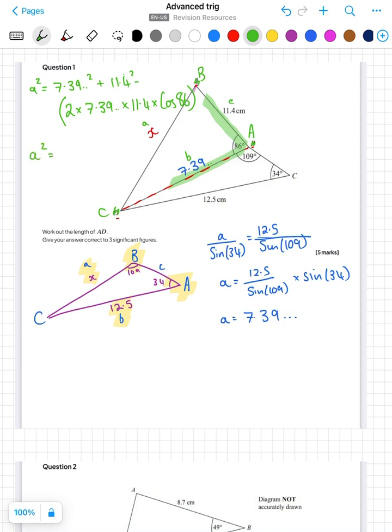So we're going to use the ANS button when we're putting in our 7.39. So that's 7.39 squared plus 11.4 squared minus bracket 2 times the ANS button to put in the 7.39 times 11.4 times cos of 86 and close your bracket. That should give you an A squared of 172.85, etc. But we just want A, so we square root that answer. We want it to 3 significant figures, which is 13.1.